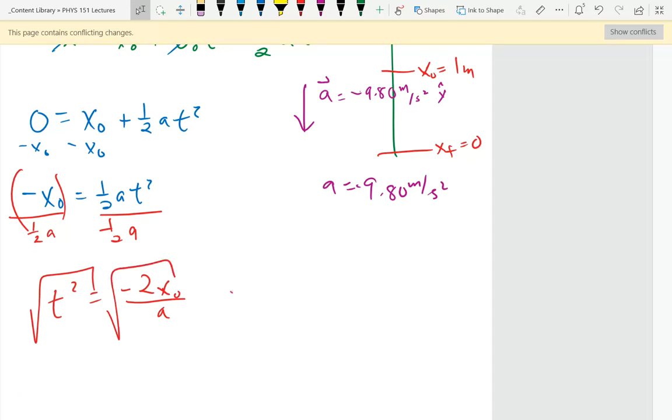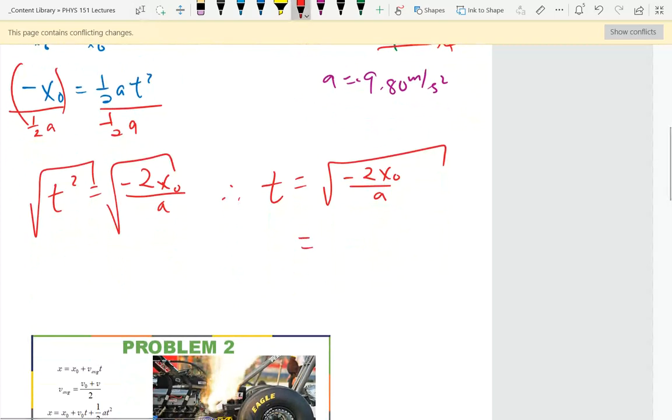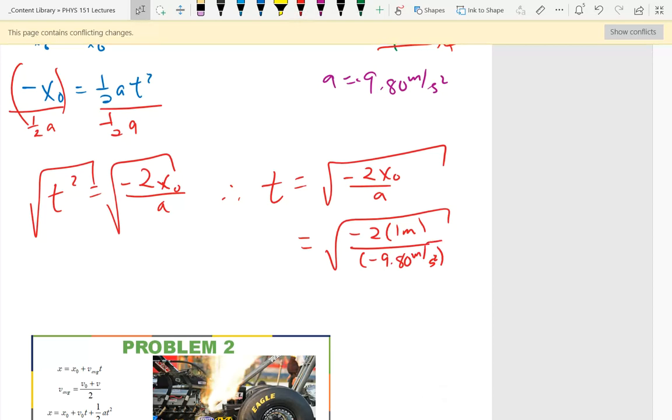Square root it, and right now you might think, oh, we got a problem. Don't drop the minus sign because it looks like you have a problem. When I put in the numbers, minus 2 times 1 meter divided by minus 9.80 meters per second squared, you see the minus cancels, and I have the square root of 2 divided by 9.80. If you do the square root of 2 divided by 9.80, what do you get? 2 divided by 9.8, and square root. You get 0.452. So that's the time it should have taken to fall 1 meter.